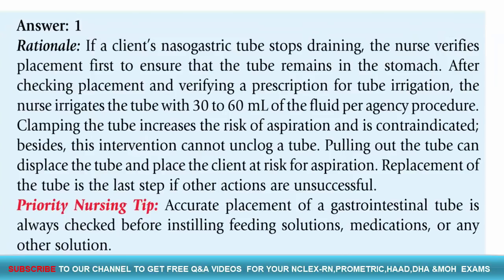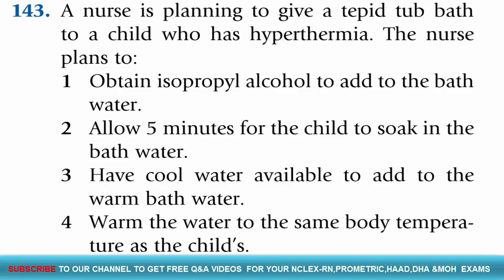Answer 1. Rationale: If a client's nasogastric tube stops draining, the nurse verifies placement first to ensure that the tube remains in the stomach. After checking placement and verifying a prescription for tube irrigation, the nurse irrigates the tube with 30 to 60 milliliters of the fluid per agency procedure. Clamping the tube increases the risk of aspiration and is contraindicated. Besides, this intervention cannot unclog a tube. Pulling out the tube can displace the tube and place the client at risk for aspiration. Replacement of the tube is the last step if other actions are unsuccessful.